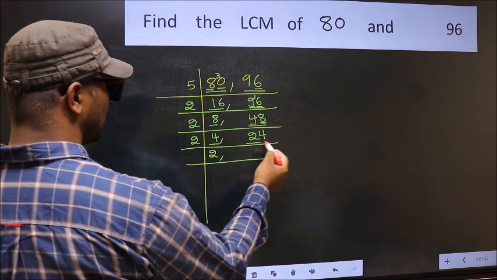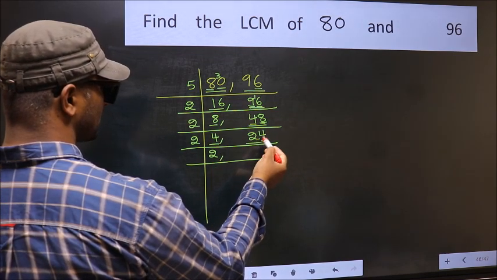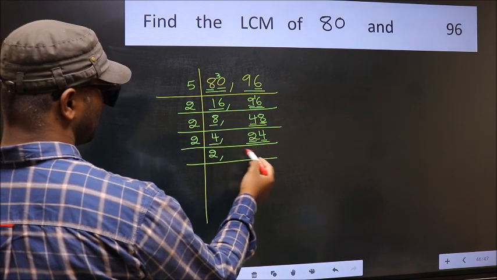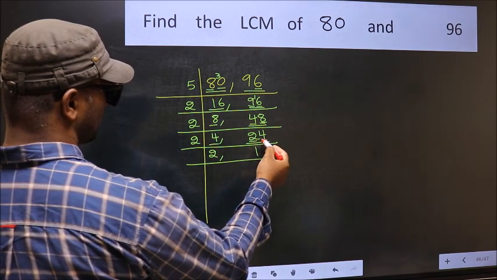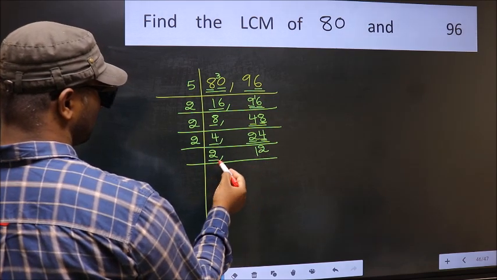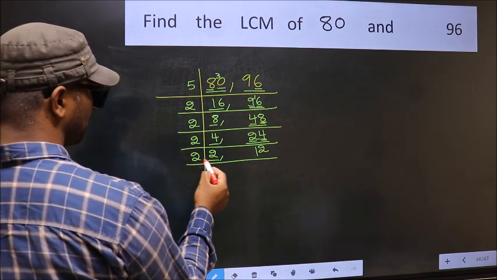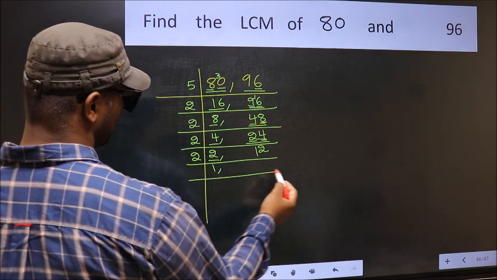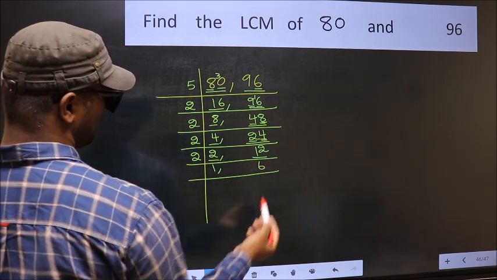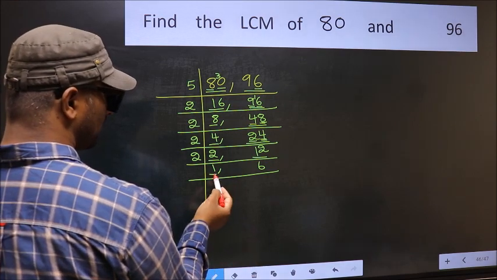The other number 24, last digit 4, even, so this is divisible by 2. First number 2, when do we get 2 in the 2 table? 2 1's 2. The other number 4, when do we get 4 in the 2 table? 2 2's 4. Now here we have 2. 2 is a prime number, so 2 1's 2. The other number 12, when do we get 12 in the 2 table? 2, 6, 12. Now we got 1 here.